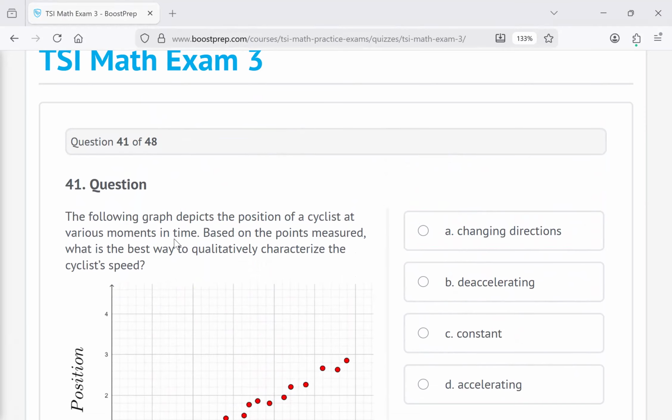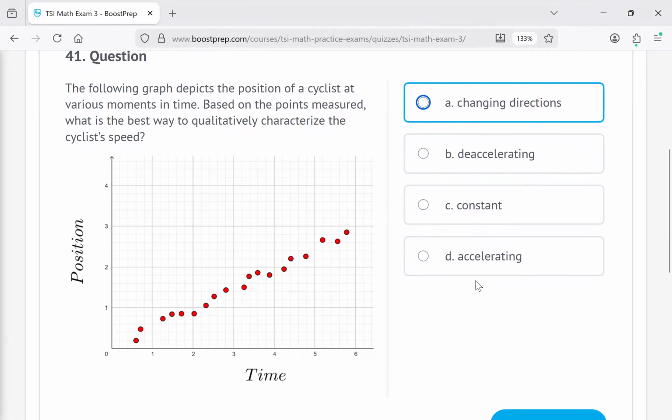Okay, question 41. The following depicts the position of a cyclist at various moments in time based on the points measured. What is the best way to qualitatively characterize the cyclist's speed? Is it A, changing, B, decelerating, C, constant, or D, accelerating? So here we have this linear line. On the x, we have the time, and on the y, we have position. So I think it's going to be constant. It's not changing direction. It's not decelerating. Is it accelerating? I don't think so.